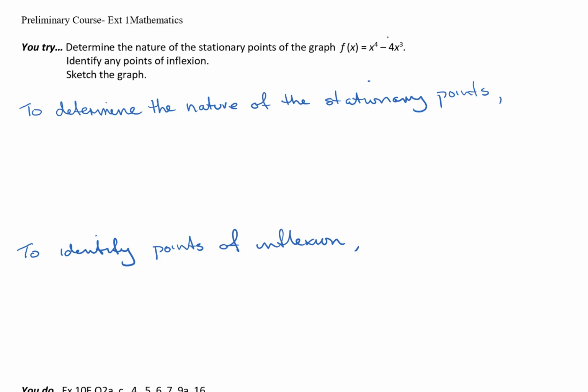Remember, x squared had 1 stationary point or 1 turning point. X cubed had a maximum of 2 turning points, 2 stationary points. X to the fourth has a maximum of 3 stationary points or 3 turning points. So it could be something like this, this, and this. Could go off like that.